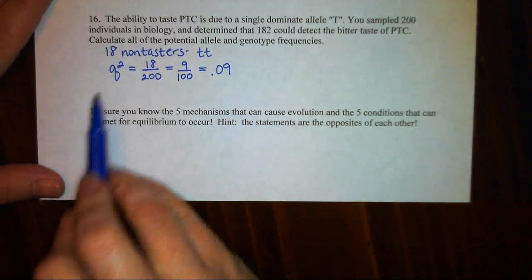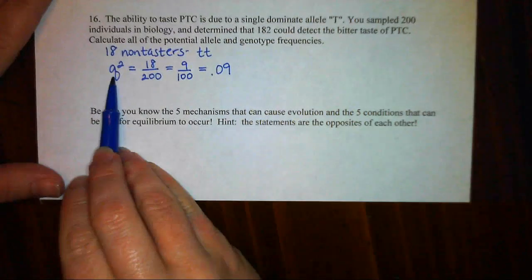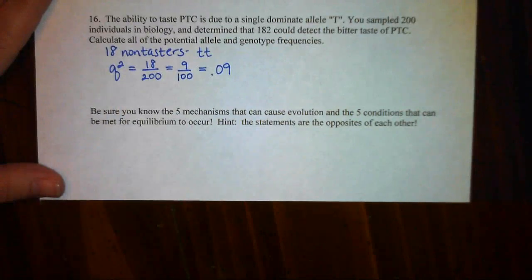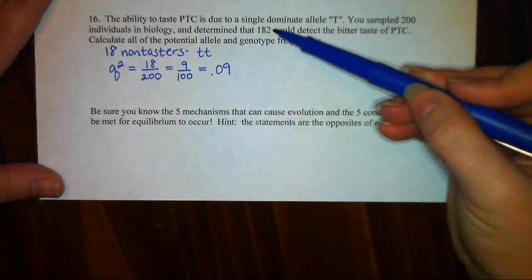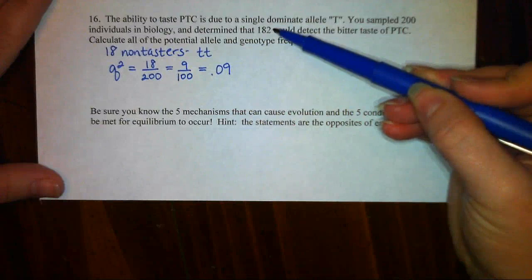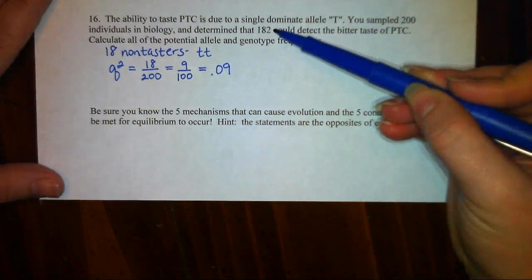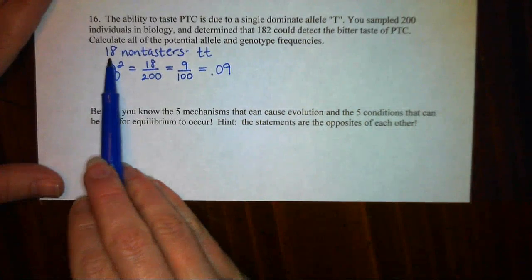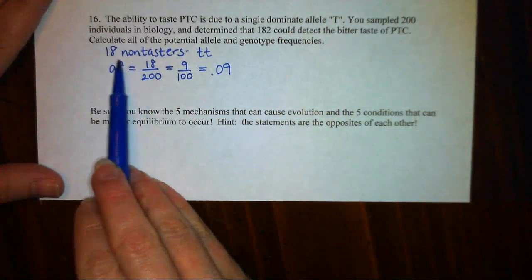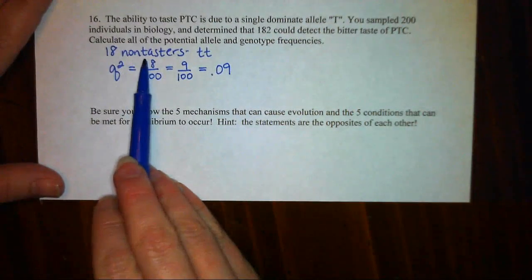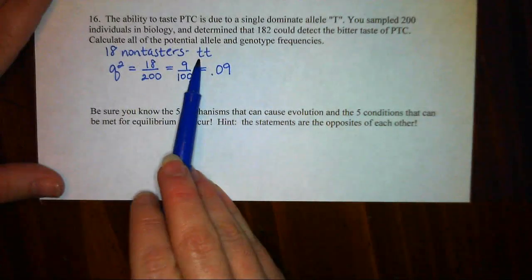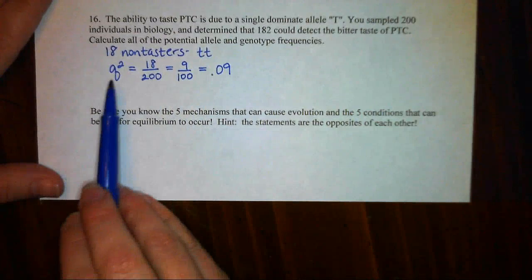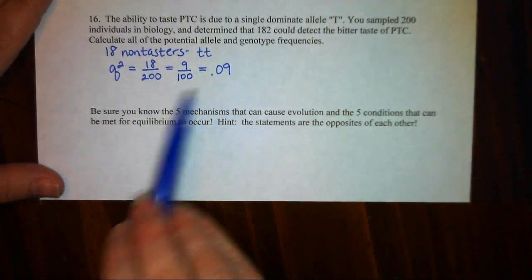Okay, once again, why did I find q squared first rather than thinking about the dominant people? Out of this 182, I don't know how many of those are homozygous dominant or heterozygous, but I do know for sure that anyone who's a non-taster, which is 18, I know for sure they're homozygous recessive. Okay, back to this, q squared is 0.09.